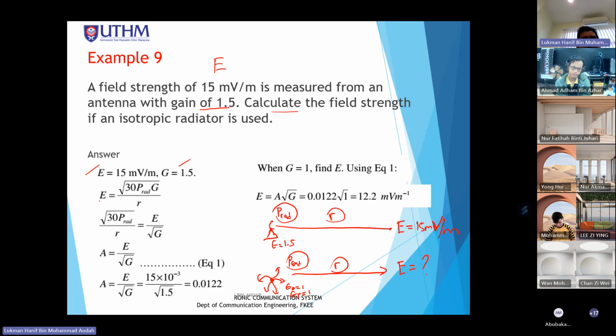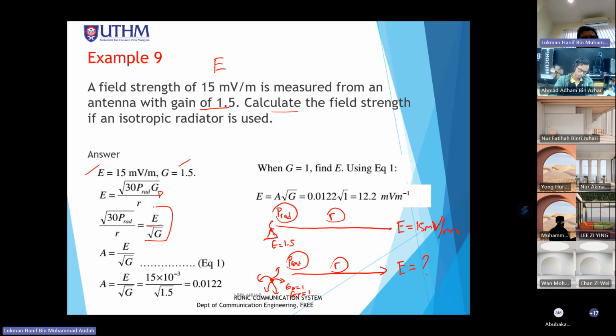The E field is measured as the square root of 30 times P radiation times the gain. So this is actually the directivity gain. Then you see 30 times P radiation. So we put outside the parameter that has been given in terms of value. We put outside E divided by the square root of G.